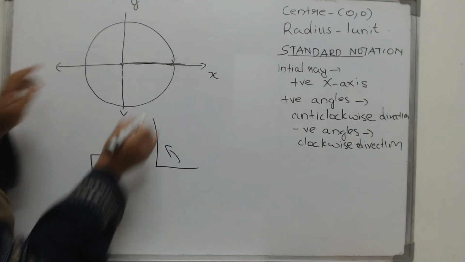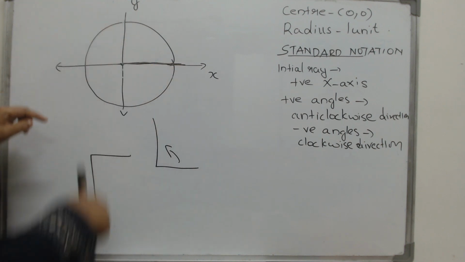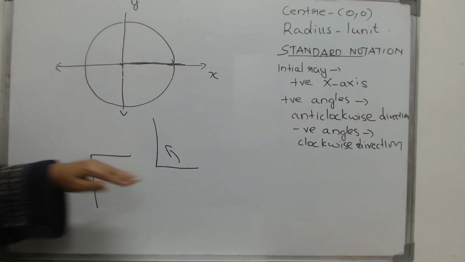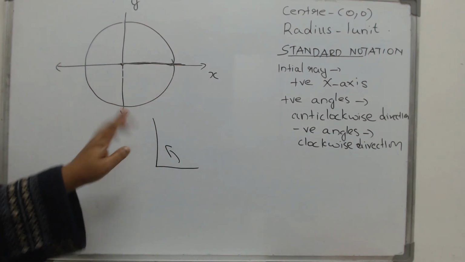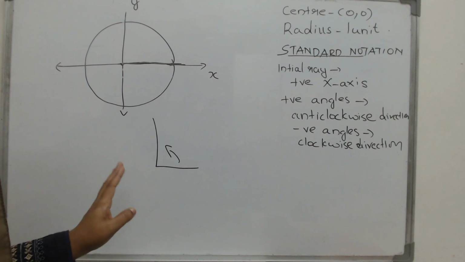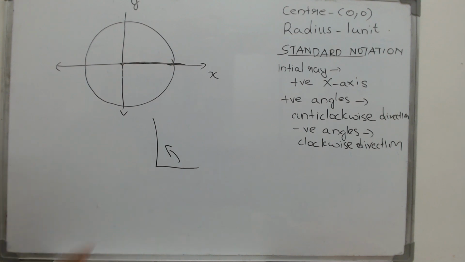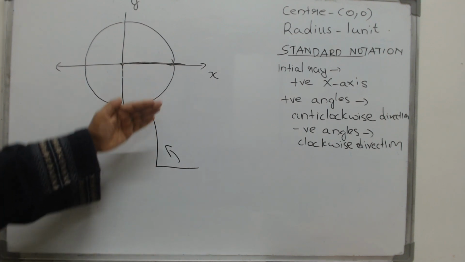If I ask you to construct a 90 degrees, will you construct it like this? Will you start it from the positive x-axis and will you go down? No. You always go like this, from the bottom to the top, or in other words, the anti-clockwise direction. But if you want negative angles, go down.